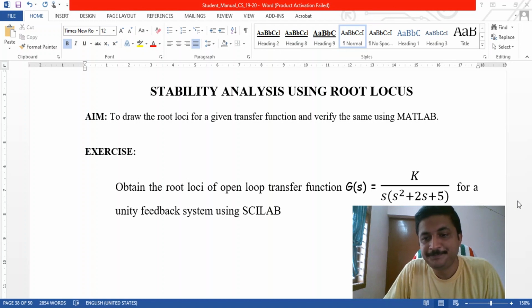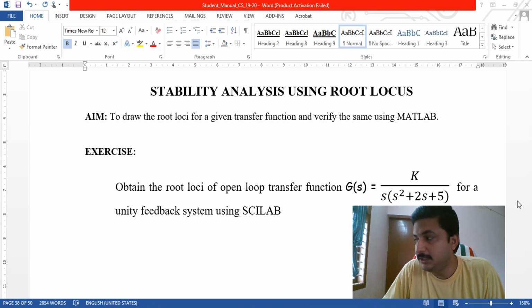Welcome. In today's session, we are going to find how to write a Scilab program for stability analysis using root locus. So, the example open loop transfer function which we are considering to explain the program is G(s) given by K divided by s into s square plus 2s plus 5.